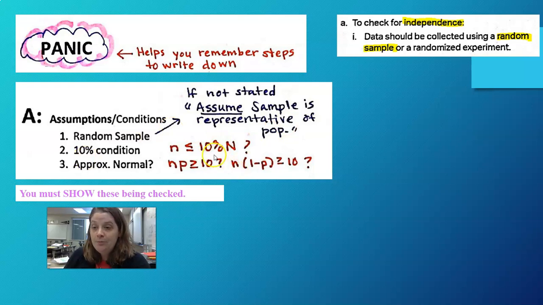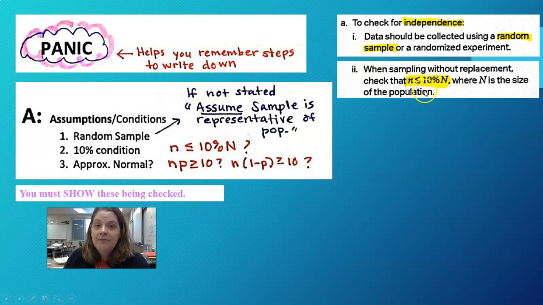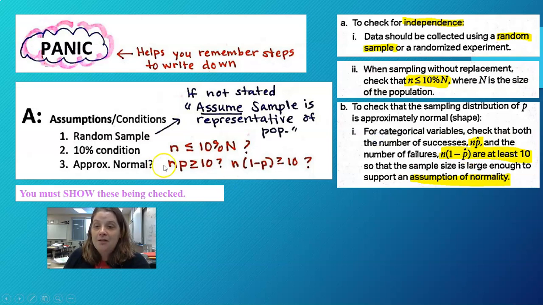The next thing is that 10% condition. We want to check to make sure we sampled a small enough sample that we have independence. Okay, so less than 10% of the population. And then I want to check to see if it's approximately normal. Now, normally we would check n times p and n times 1 minus p for proportions and see if they're greater than 10. The issue is, since we don't know p, we're going to use p hat, and we're going to hope that if the sample size is large enough, that is going to give us enough evidence that we can support that this is approximately normal.